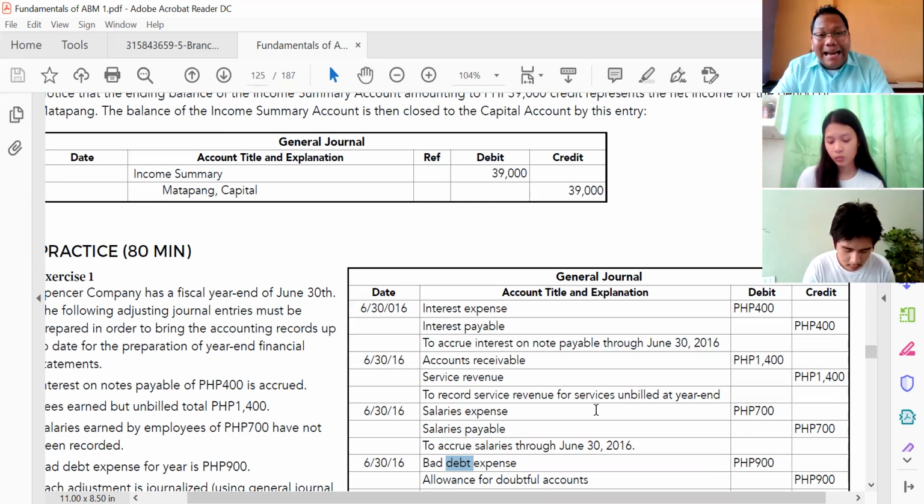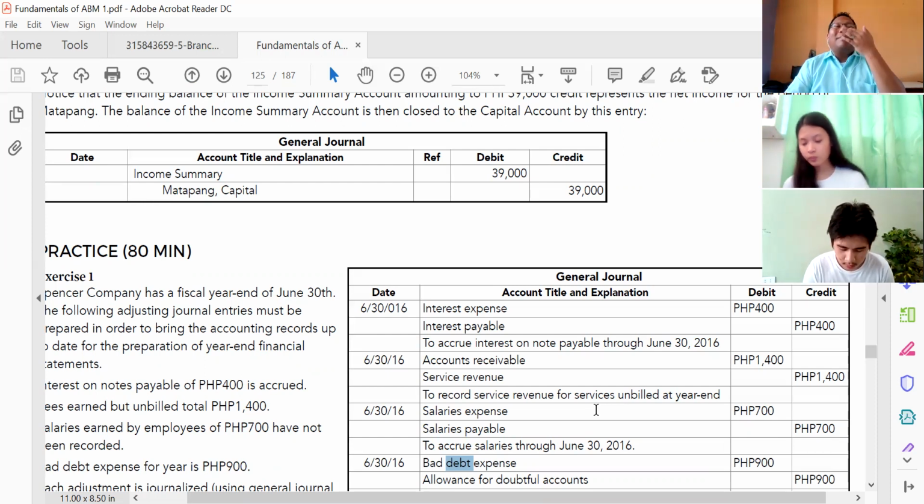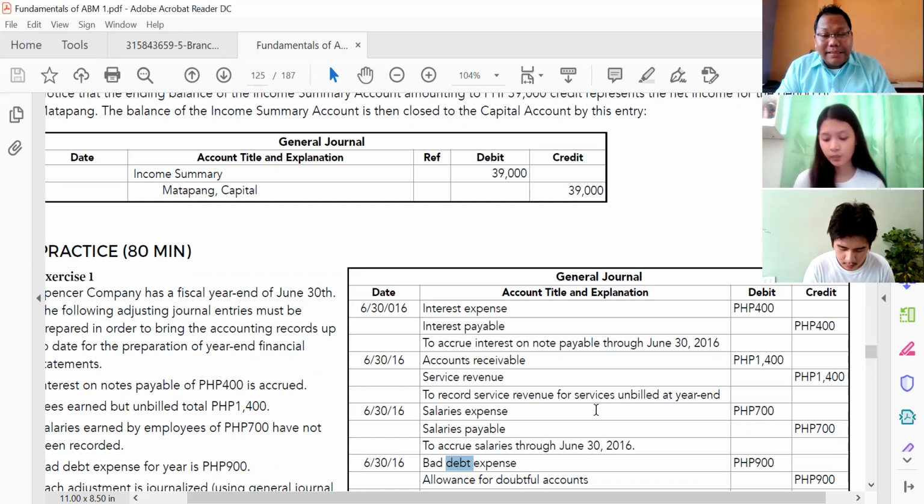And then bad debt is the amount that has really been identified as not collected at that moment, at a particular period. So bad debt expense is the name of the expense. Then we pair that with allowance for doubtful accounts on credit.